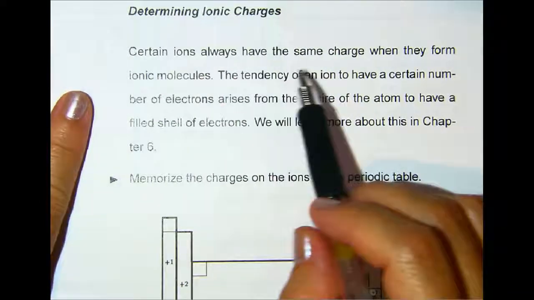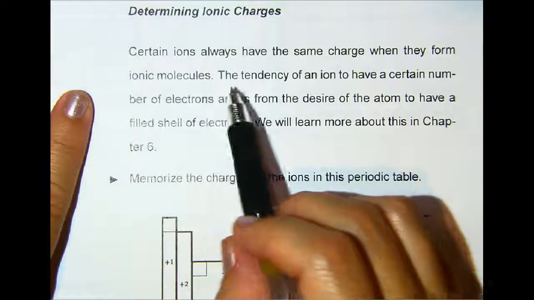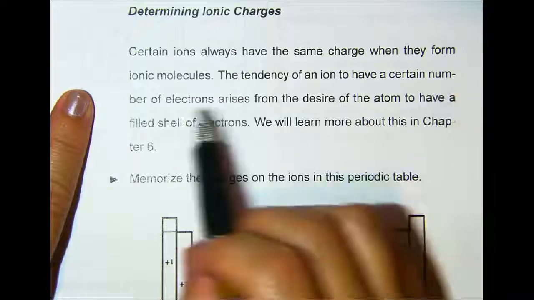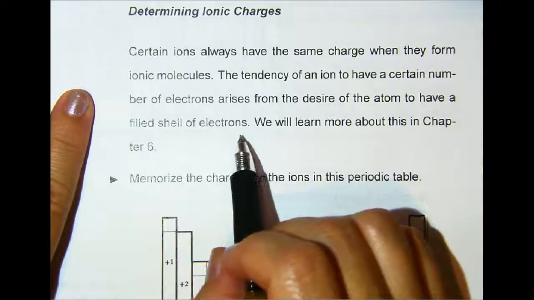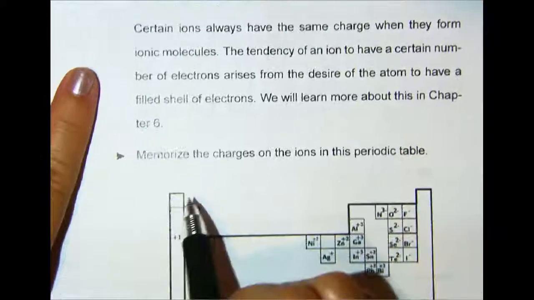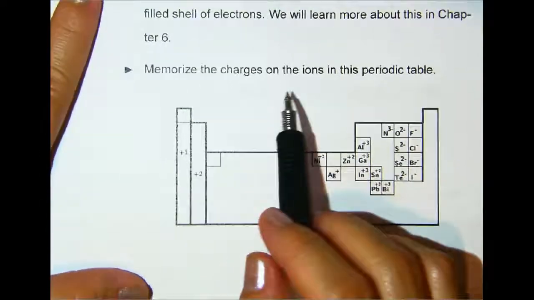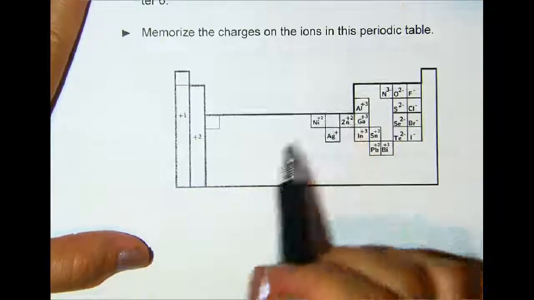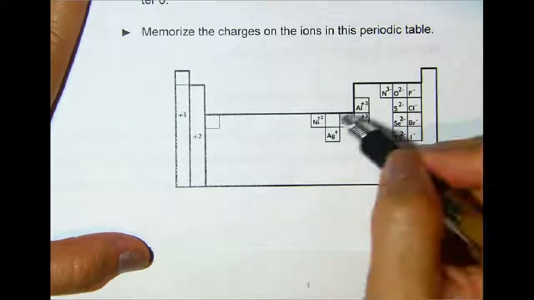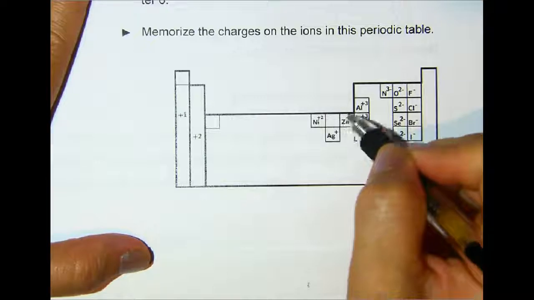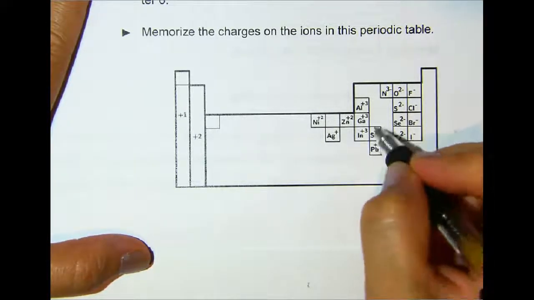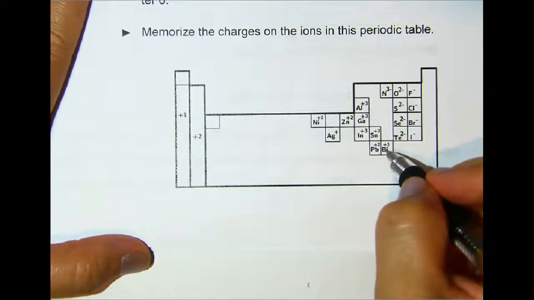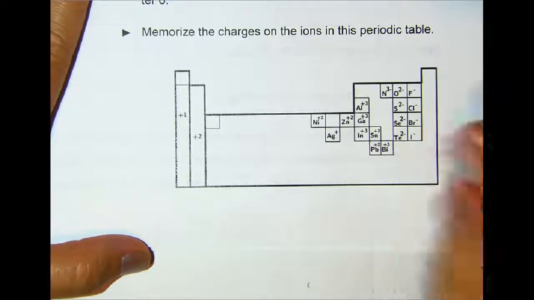Determining ionic charges. Certain ions always have the same charge when they form ionic molecules. The tendency of an ion to have a certain number of electrons arises from the desire of the atom to have a filled shell of electrons. We'll learn more about this in Chapter 6. You want to memorize the charges on the ions in this periodic table specifically here. And notice there are a few transition metals that you'll want to memorize, along with these 3 down here that kind of don't follow the pattern of what we'll have drawn on our note card.